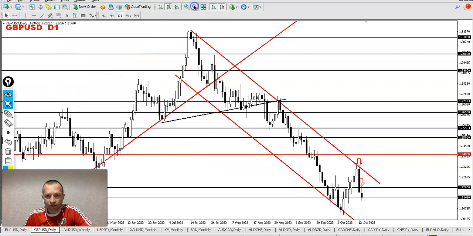And here I have actually the descending channel as well, and you can see how market respect the border of the descending channel. Last week also you see we have a run to the upside, just technical correction after such strong reversal to the movement to the downside.